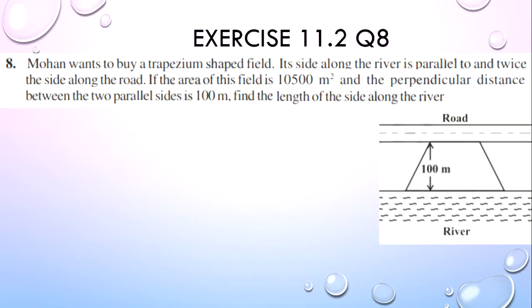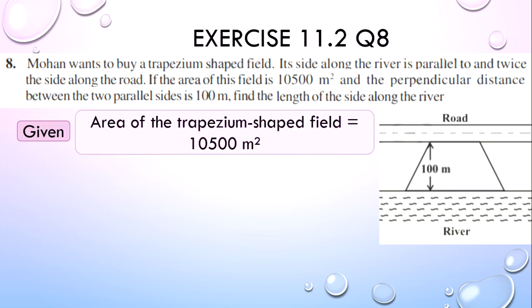Exercise 11.2, question number 8. Mohan wants to buy a trapezium-shaped field. Its side along the river is parallel to and twice the side along the road. If the area of this field is 10,500 meter square and the perpendicular distance between the two parallel sides is 100 meter, find the length of the side along the river. So let us see first what is given in the question.